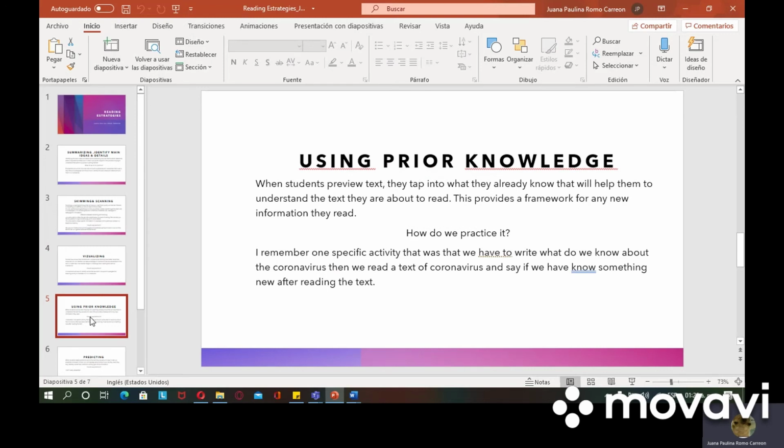The other thing that we have seen is using prior knowledge. For example, one day the teacher gave us the topic of COVID, and what we did there was first write a little paragraph about what we know about coronavirus, and then she gave us a little text and we had to read it, and at the end we had to say if we had learned something new or not. And this is a little bit interesting because I know a lot of topics, but coronavirus has been the most talked about topic in the world, I think.